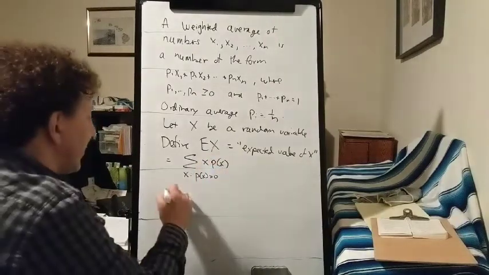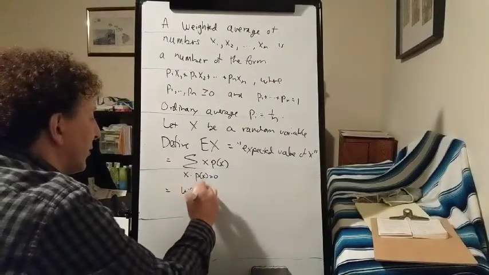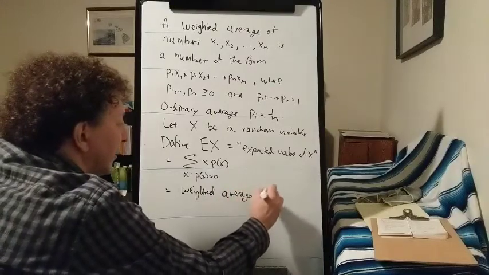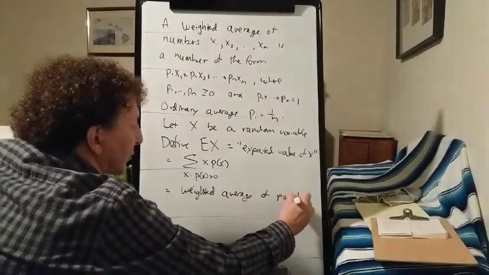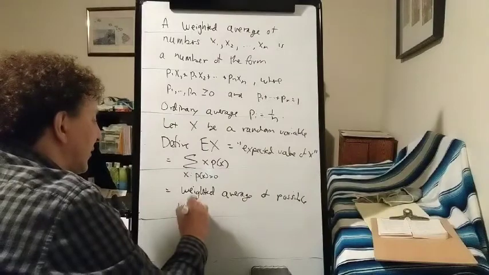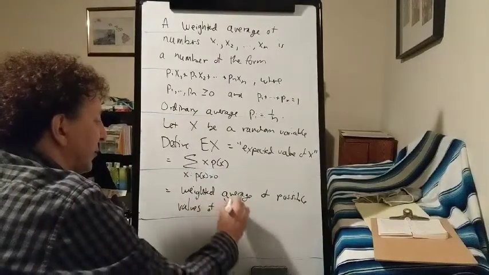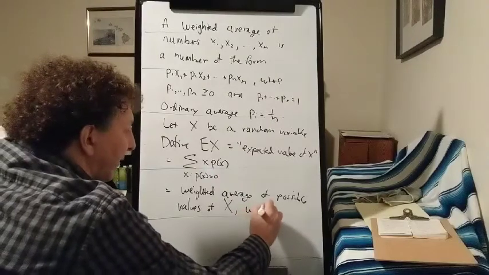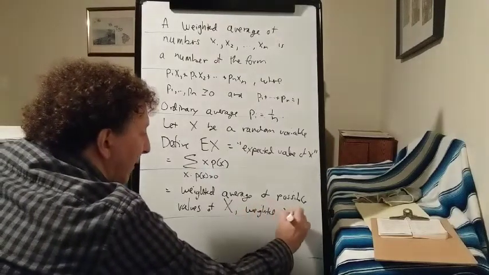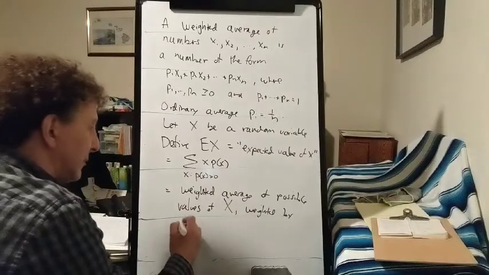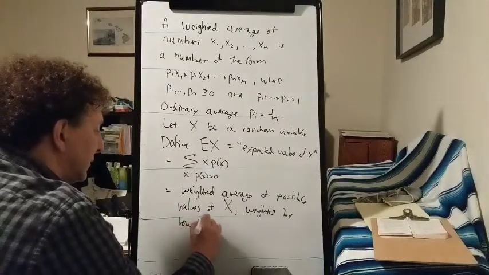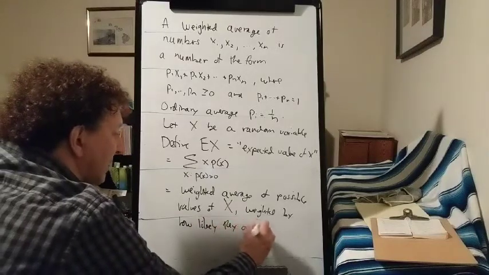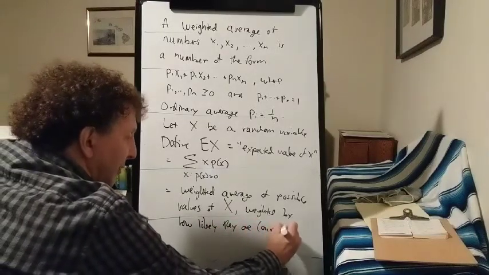So this is a weighted average of possible values of the random variable capital X, weighted by how likely they are. That is, weighted by our probability.